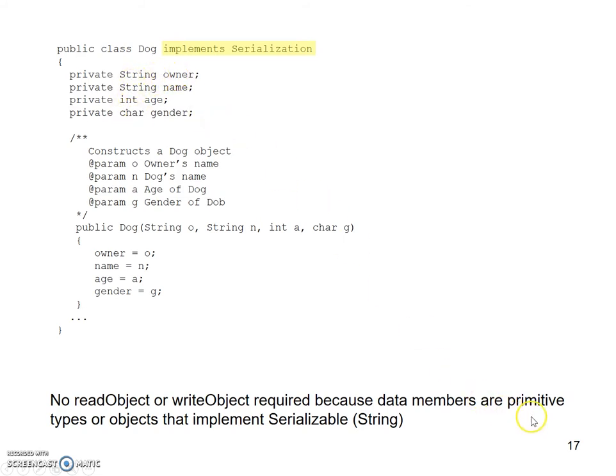Since these are all primitive members or other objects that implement serializable, such as the string, I do not need to provide a readObject or a writeObject for this particular class.